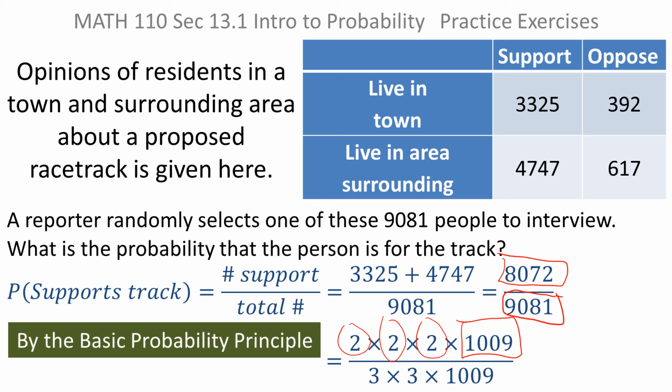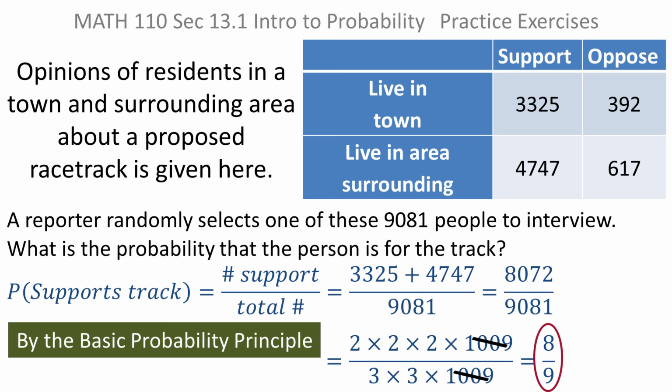When you divide 9,081 by 3 and then divide that result by 3 again, you actually end up with 1,009 again. Well, at this point, it doesn't matter if you can factor 1,009 again or not, because what has happened is the 1,009 is in the numerator and denominator both, so you can just divide it out. So what you end up with is 8/9, which is completely reduced.